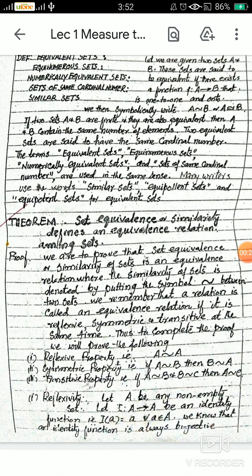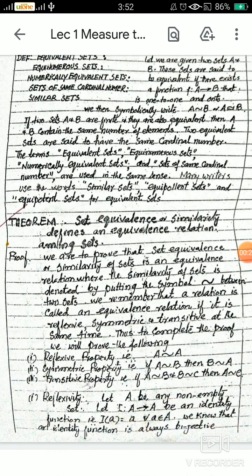Now we have a theorem. Set equivalence defines an equivalence relation. Proof. We have to prove that the equivalence or similarity of two sets is an equivalence relation. So the similarity of sets is denoted by putting this relation between the two sets. We remember that a relation is called an equivalence relation if it is reflexive, symmetric and transitive. Thus, to complete the proof, we will prove the following.